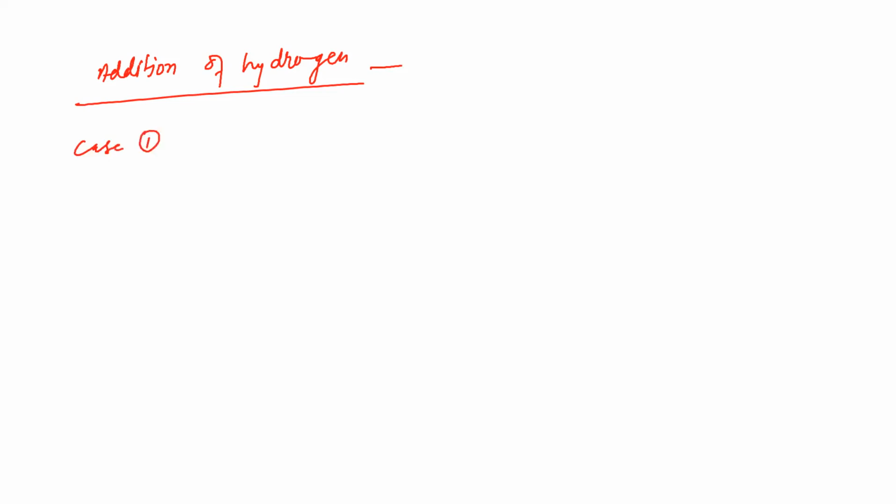Let me tell you the first one: addition of hydrogen. So it gives a complete reduction. Here I am talking about case one, where we use H2 with Ni. Students, this is going to give alkanes.